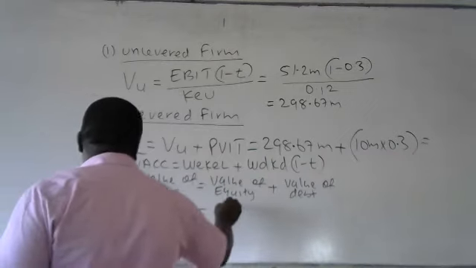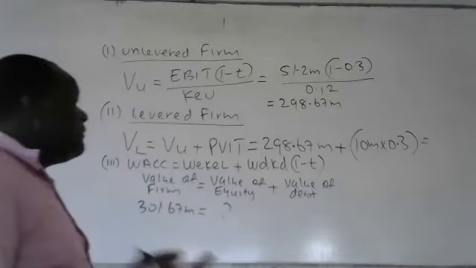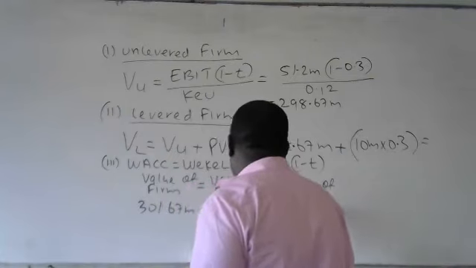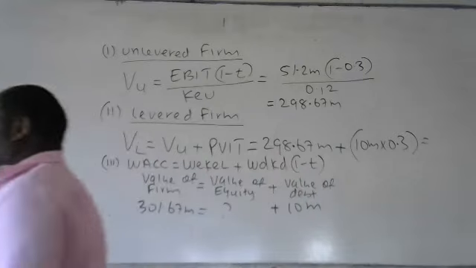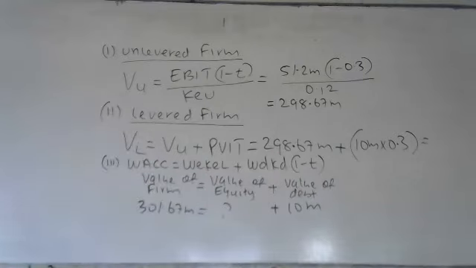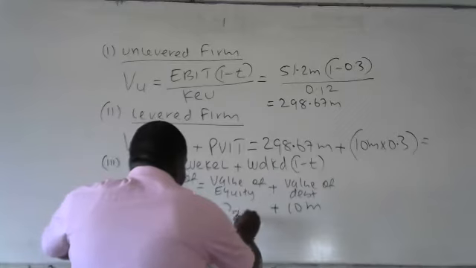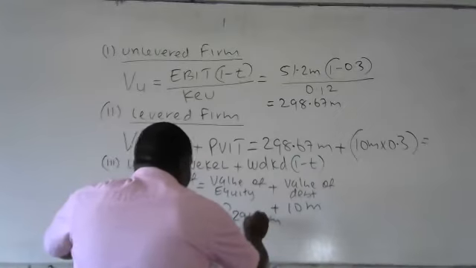It is 301.67. So value for equity, we have agreed is the market value. But value for the debt will be how much? 10 million. So what should be now your value for equity? 291. So 291.6. Yeah.